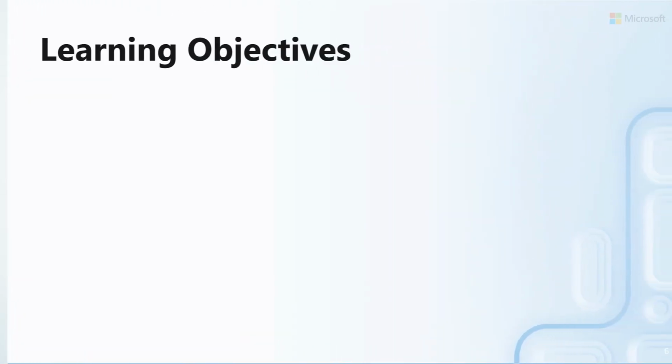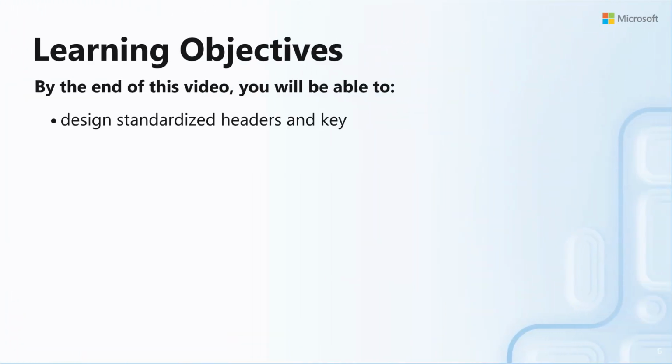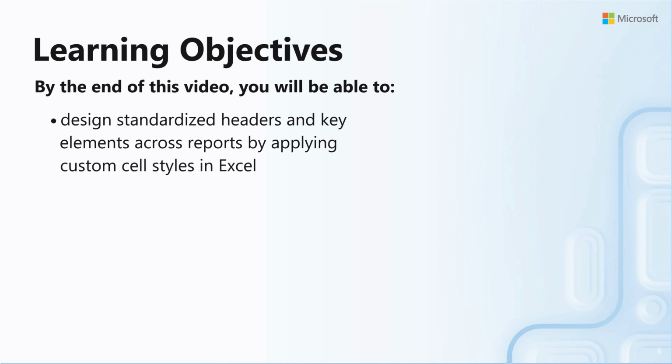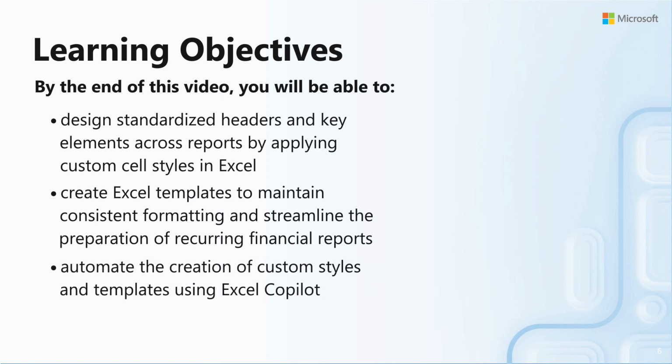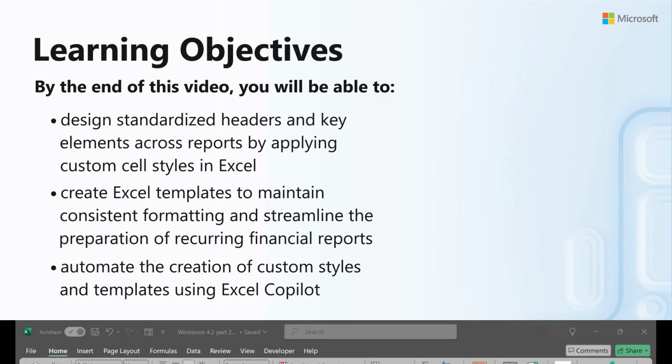By the end of this video, you will be able to design standardized headers and key elements across reports by applying custom cell styles in Excel. Create Excel templates to maintain consistent formatting and streamline the preparation of recurring financial reports. Automate the creation of custom styles and templates using Copilot.